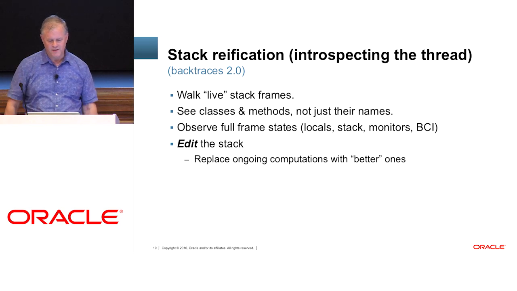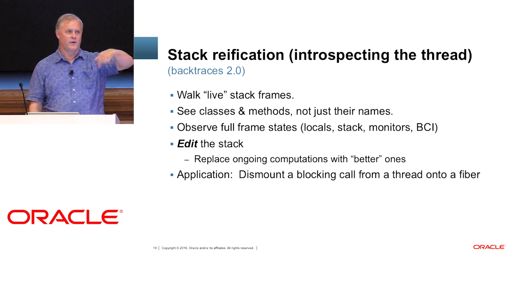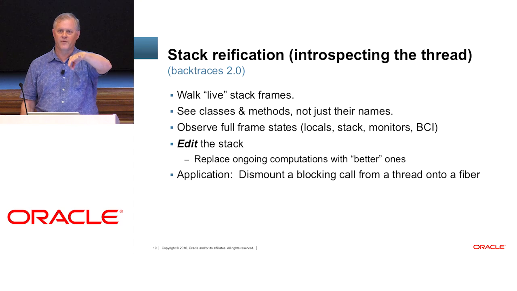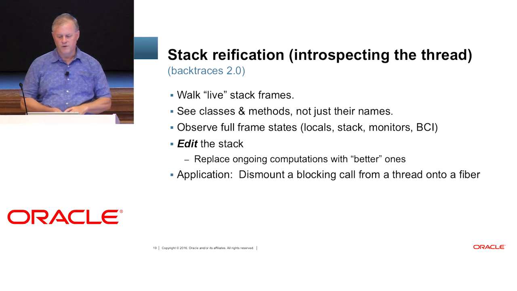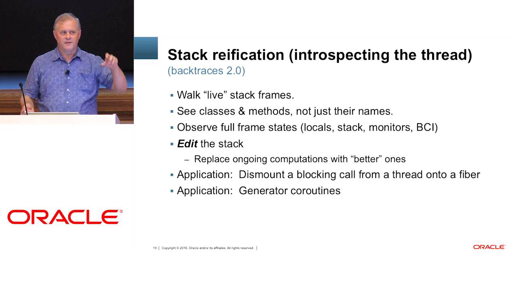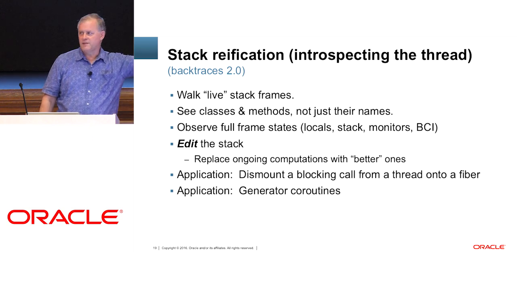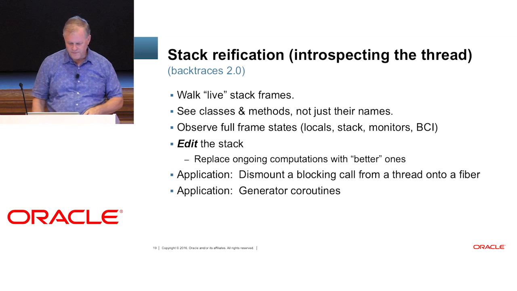There's lots of use cases for this. You could dismount a blocking call. This is your preview of Fibres: dismount a blocking call from a thread, kick the thread over to the next fiber, and keep the fiber with the blocking call, and then later on come back to the fiber when the call is ready. Generator coroutines: you basically say, okay, this piece is the generator. I'm going to respin it as a heap-based data structure. It's going to push stuff. This is what .NET does really well with their async stuff.